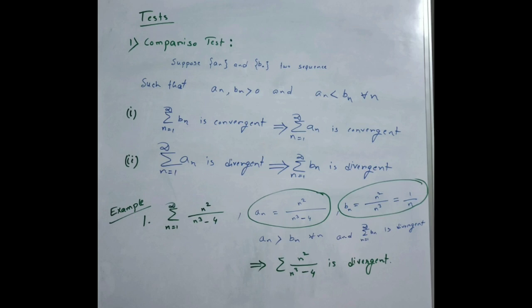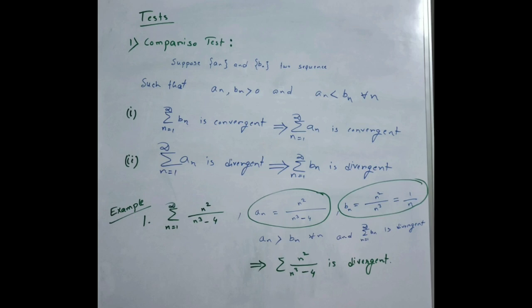Suppose a_n and b_n are two sequences such that a_n and b_n are greater than or equal to 0 and a_n is less than or equal to b_n for all n. Then the test suggests that if the series b_n is convergent, then a_n is convergent, and if the series a_n is divergent, then b_n is also divergent.